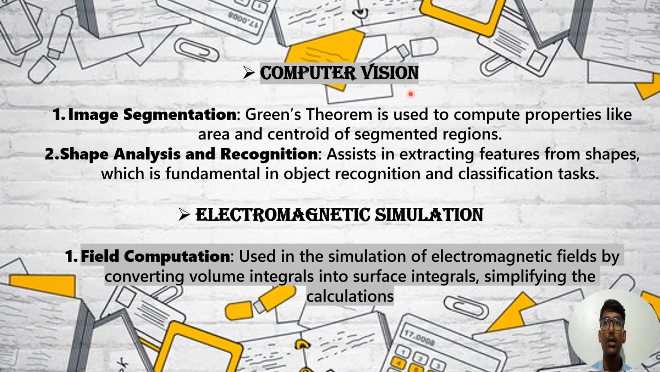Computer vision. Image segmentation: Green's theorem is used to compute properties like area and centroid of segmented regions. Shape analysis and recognition: assists in extracting features from shapes, which is fundamental in recognition and classification tasks. Electromagnetic simulation, field computation: used in simulation of electromagnetic fields by converting volume integrals into surface integrals, simplifying the calculations.